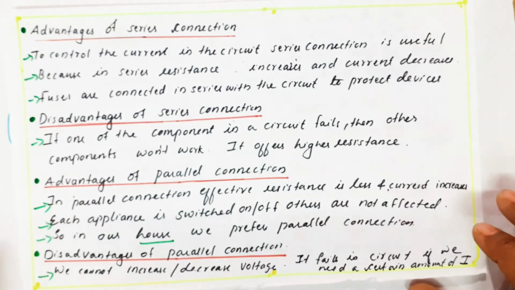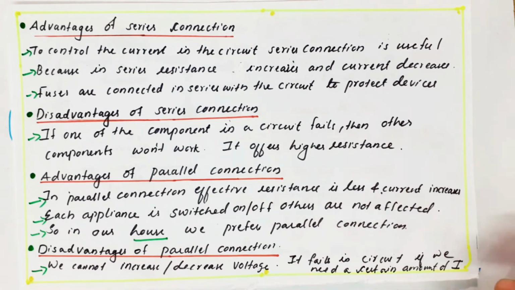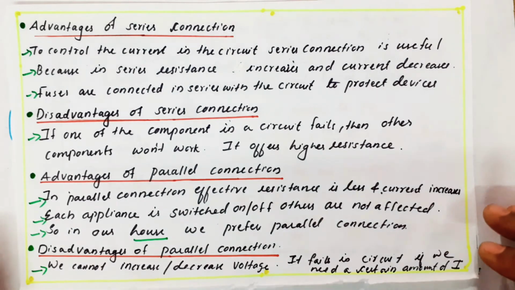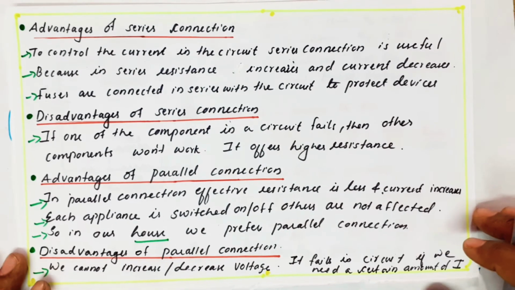Now, next, the series and parallel types of connection we are using in circuits. In different circuits we are using these types. Then I'm just mentioning some advantages and disadvantages of series and parallel. Both are good and both have their own disadvantages also.